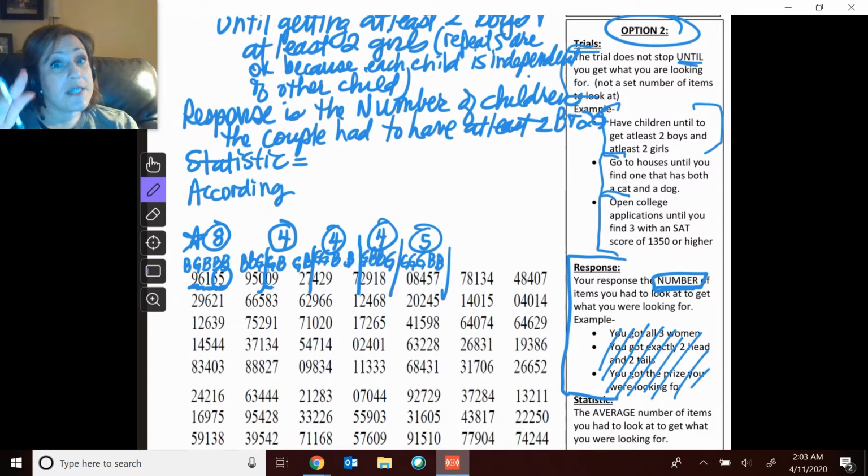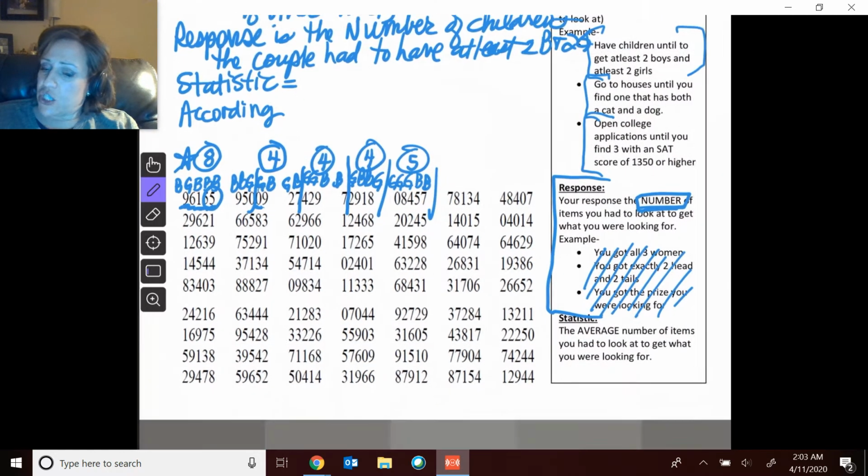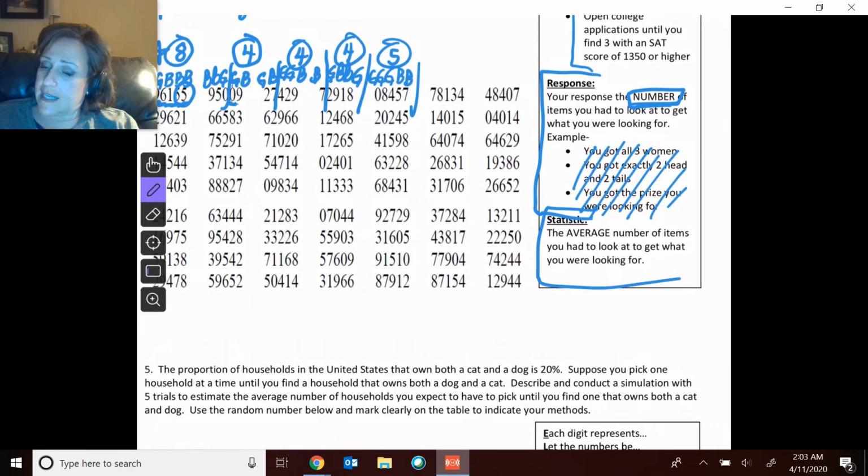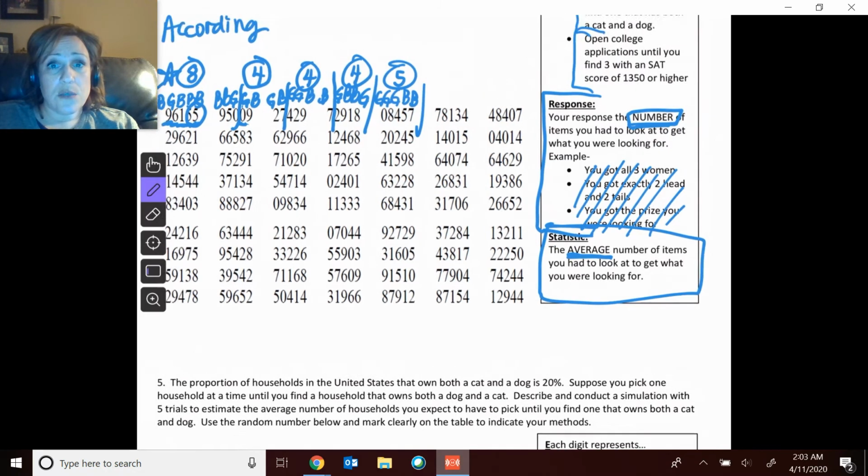All right, so let's talk statistic. In our previous problems on video 1, it was the average, it was the proportion that were yes out of the total trials. So it was a proportion number, because we were estimating probabilities or estimating proportions. These problems, however, are estimating the average number of something. So therefore, the statistic is the average number of items that you had to look at to get what you wanted.